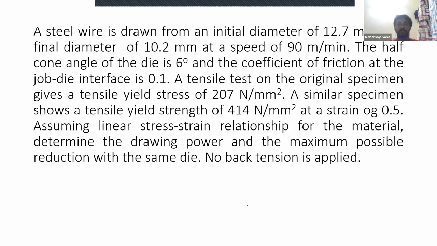Now, two tensile strengths are given to you. One is from the tensile test, and the other is at a particular strain of 0.5. Pardon me, this is actually sigma F. Then assuming a linear stress-strain relationship for the material, you have to determine the drawing power and the maximum reduction, considering that no back tension is applied. So just give it a try and then we'll discuss it quickly.